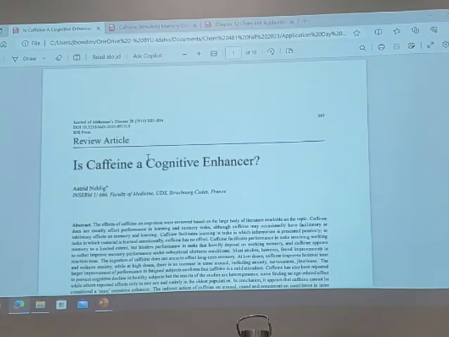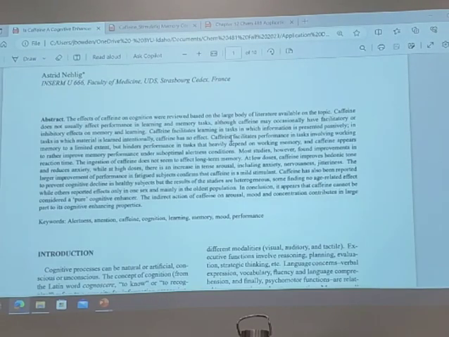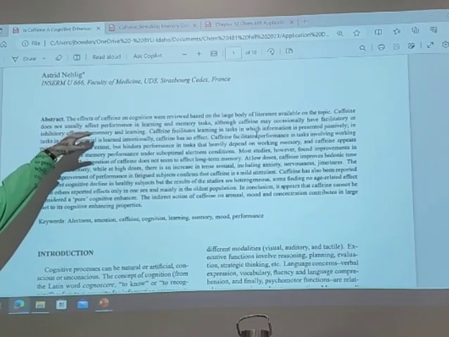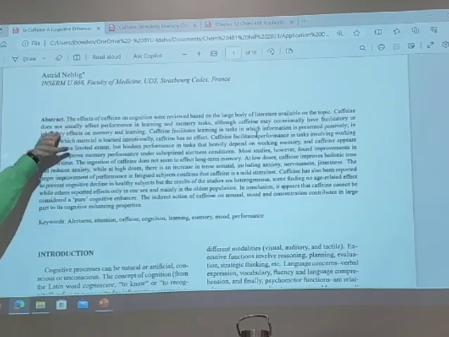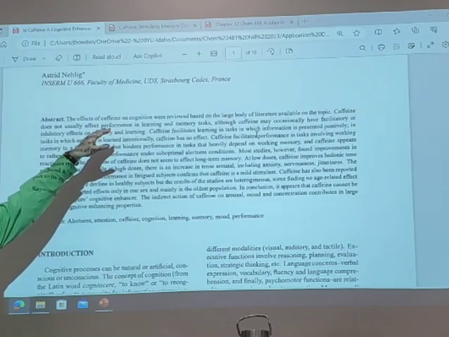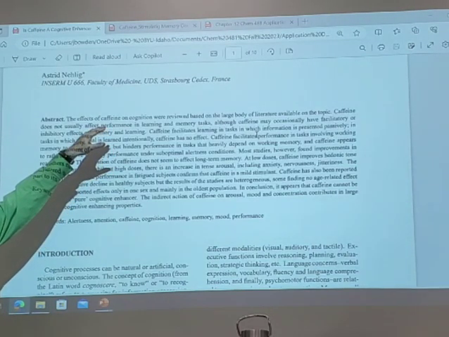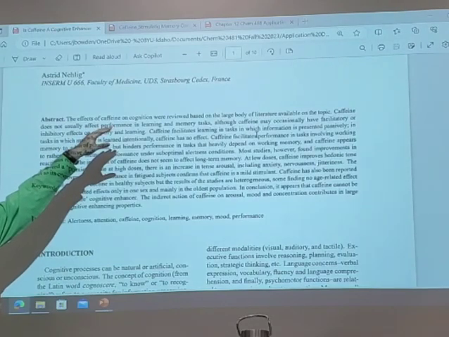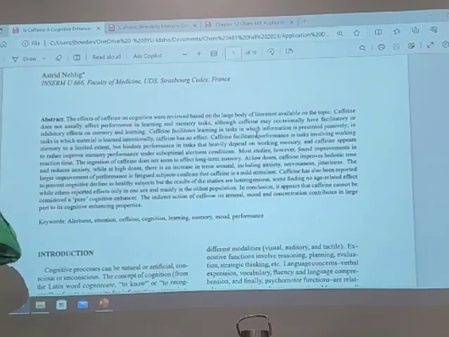Is caffeine a cognitive enhancer? Answers to the questions, right? Effects of caffeine on cognition reviewed based on large body of literature. Caffeine does not usually affect performance in learning and memory tasks. Wait, what did you just learn about? A side paper, and you're talking about lore discrimination. Okay. Although caffeine may occasionally have facilitatory effects or inhibitory effects on memory and learning. Meaning it could help or it could hinder it.